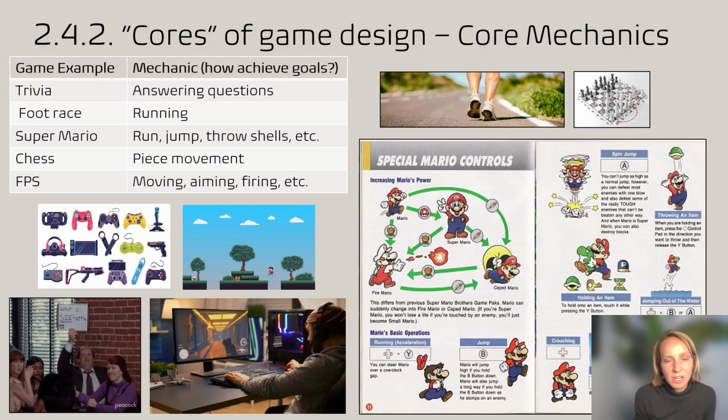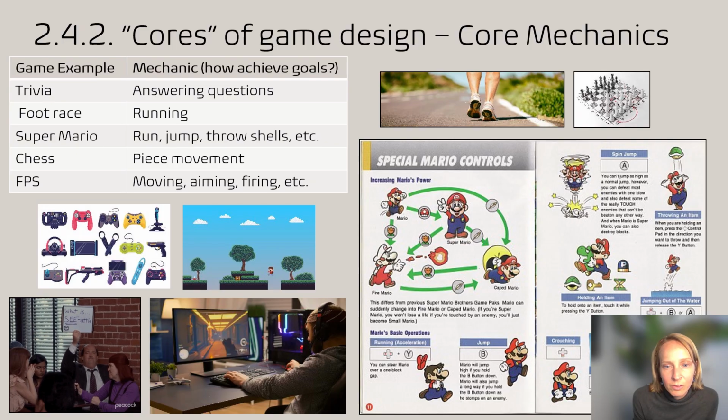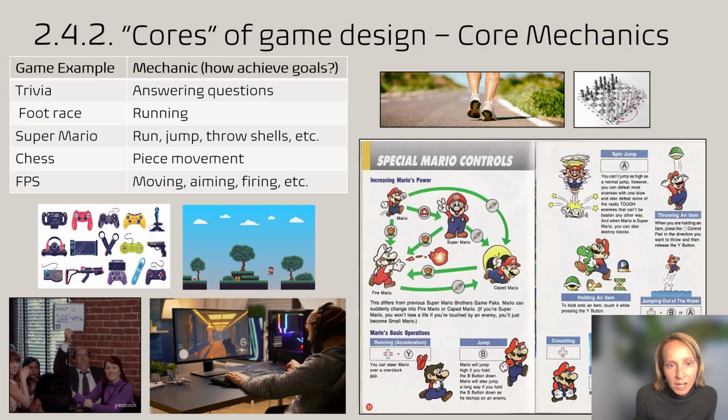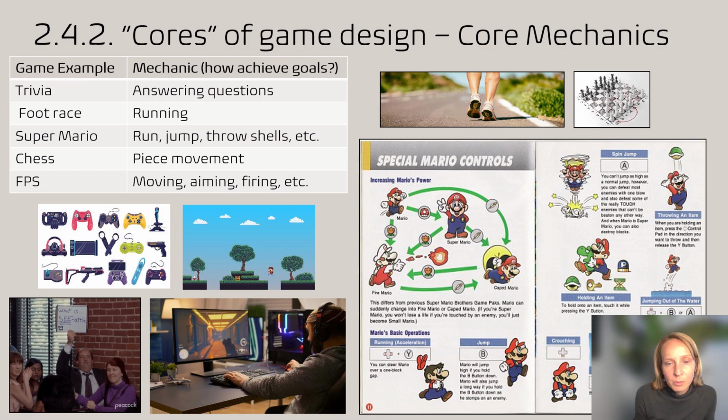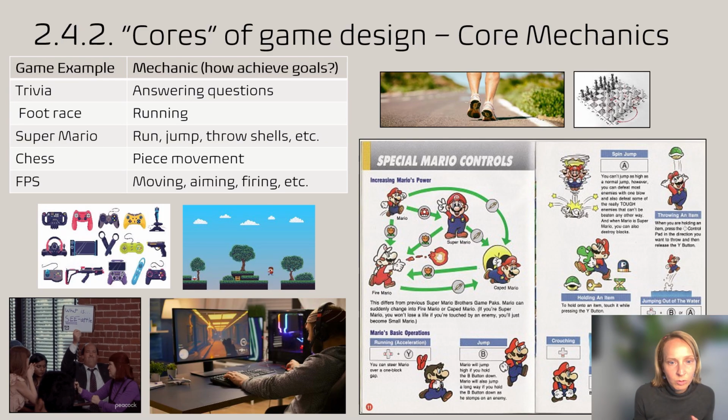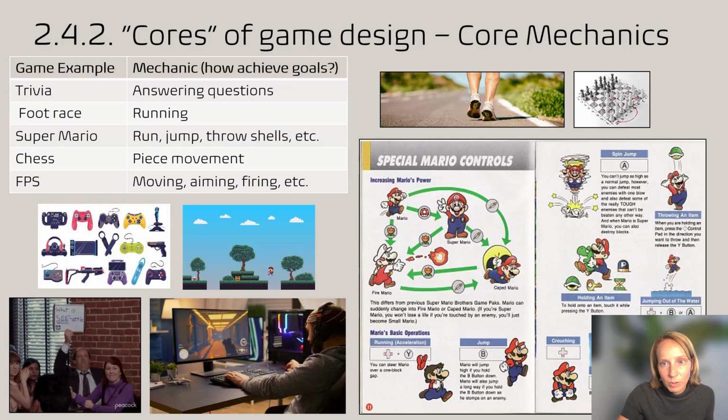We talked on the intro screen about what that could be. In trivia, it could be answering questions. In a foot race, it could be running. I have this little booklet from Super Mario, I think it was 3 or something. There are certain things you can do in a game. You can run, you can jump, you can throw shells. If you're playing chess, you have particular piece movements and ways you can move the pieces. In a first-person shooter, you can aim, fire, move. There are certain things that you can do in a game in order to interact with the game.